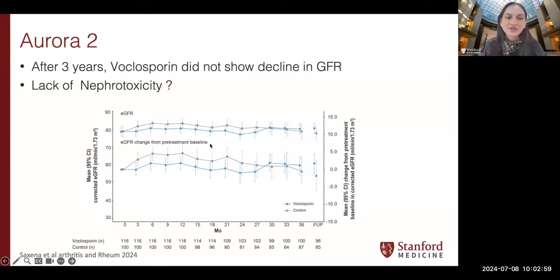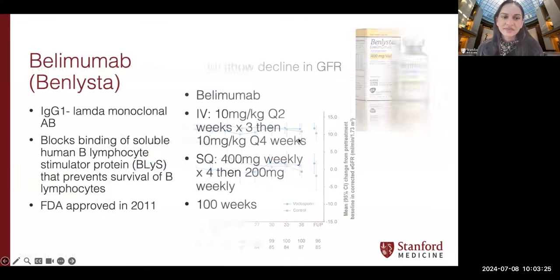So again, after 3 years, we looked at the GFR data, which again is only 3 years. But even the GFR didn't change. So again, is there a lack of nephrotoxicity, which is really exciting? I didn't talk about it, but calcineurin inhibitors are known to increase the creatinine a little bit and lower the GFR a little bit over time. But it was nice to see that within the 3 years of treating them, they didn't see that.